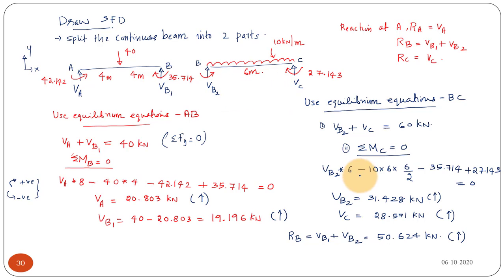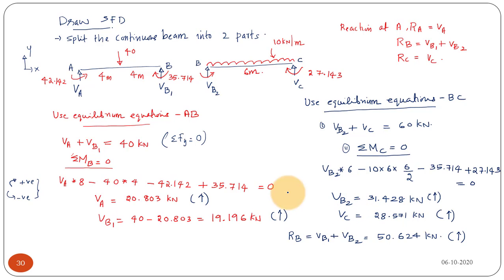So VB2 into 6, clockwise moment positive, minus the UDL, which creates an anti-clockwise moment of 10 into 6 into 6 by 2, the distance to the CG of the UDL. Minus this moment 35.714 kilonewton, and plus the clockwise 27.143. So you get one equation in one unknown. Solving, VB2 is 31.428 kilonewton. Again you substitute back in the equilibrium equation and you can solve for VC.